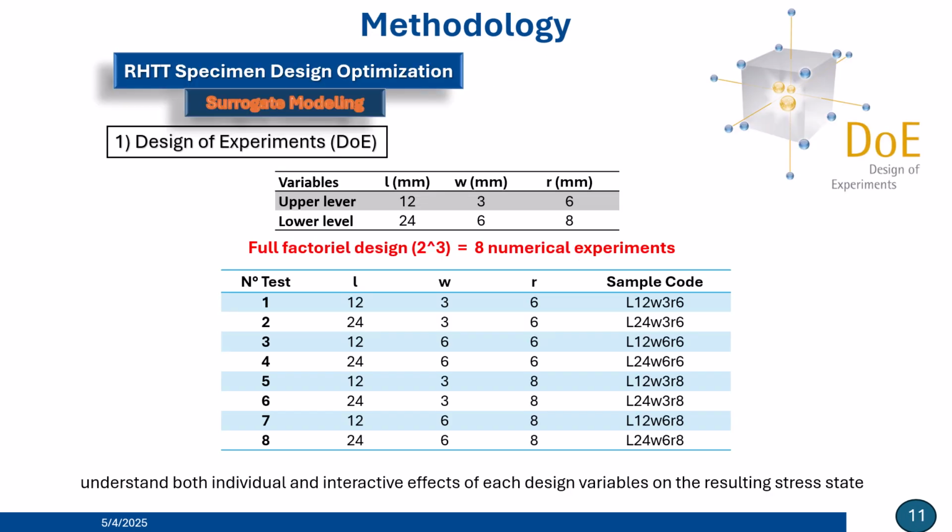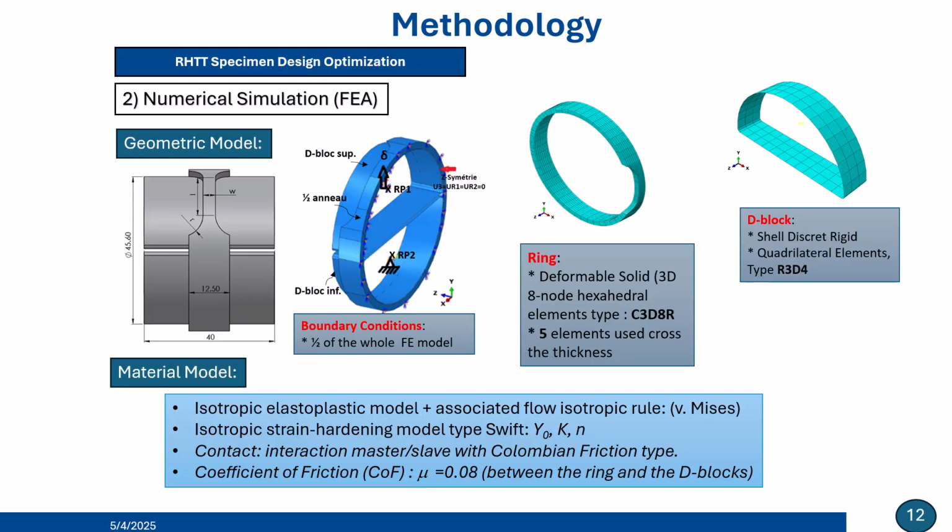To explore this design space effectively, we implemented the structural design of experiments approach. We used a full factorial design of experiments with 2 levels for each of our 3 variables, resulting in 8 distinct specimen geometries that needed to be evaluated numerically. This approach allows us to understand both individual and interactive effects of each design variable on the resulting stress state. Each of these 8 designs was then evaluated through detailed finite element analysis.